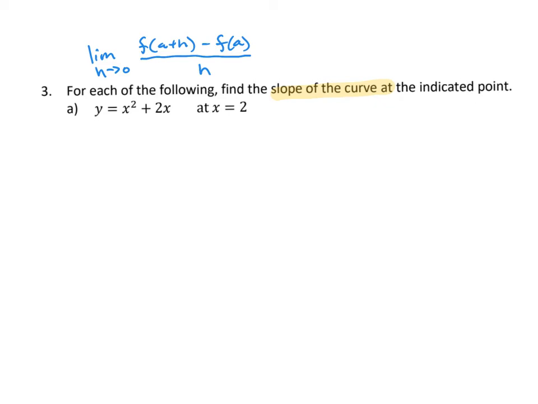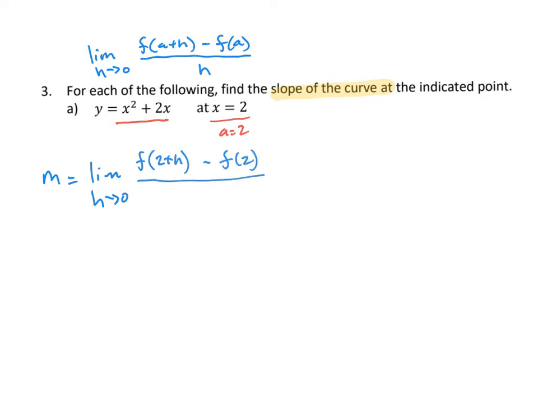And so as long as we know what f is, and we do, it's right here, x squared plus 2x. And as long as we know what a is, and we do, it's x equals 2, so a equals 2 here, we should be able to set up this limit and get that slope. And that's what I'm going to do right here. So I just start writing out the limit. Essentially, since a equals 2, I'm going to plug 2 plus h into my function. Then I'll subtract f of 2 and divide that by h.